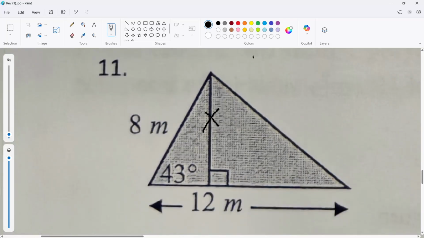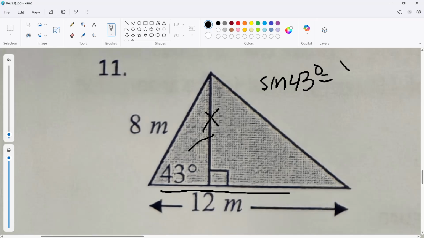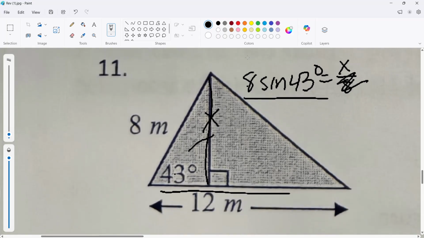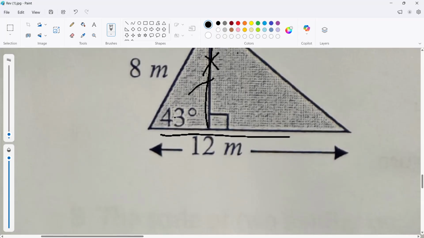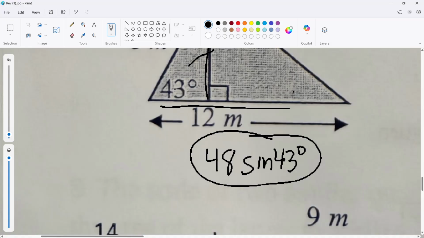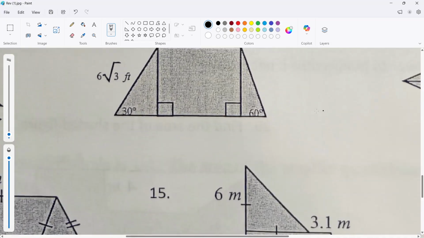I need to find the height because I have 1/2 base, which is 12 times height. Well, height I can use sine of 43 degrees equals opposite x over 8. And if I multiply both sides by 8, I get x equals 8 sine 43. So the height is 8 sine 43. I multiply it by 12, and I divide by 2. 12 divided by 2 is 6. 6 times 8 is 48. The area is 48 sine of 43 degrees. And that's the exact answer, which I'm going to leave there. You can throw that in a calculator if you're allowed to use a calculator and come out with an approximate number answer.